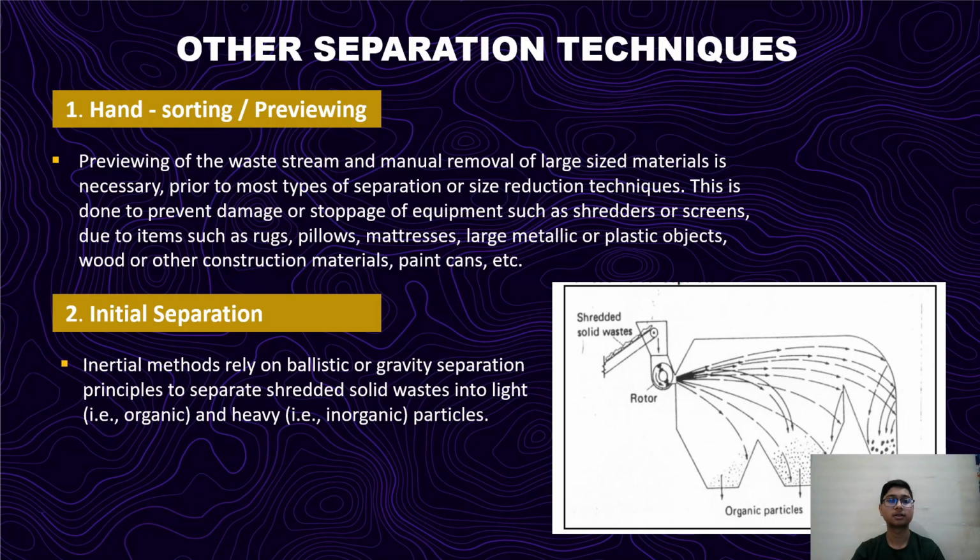Next, we have other separation techniques: hand sorting or previewing. Previewing of the waste stream and manual removal of large size materials is necessary prior to most types of separation or size reduction techniques. This is done to prevent damage or stoppage of equipment such as shredders or screens due to items such as rugs, pillows, mattresses, paint cans, etc.